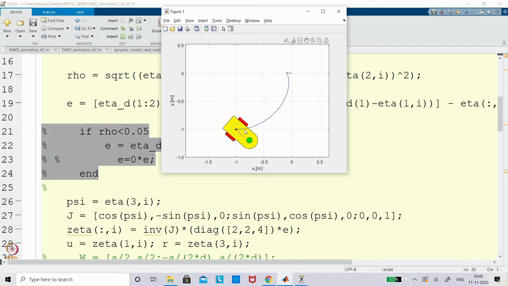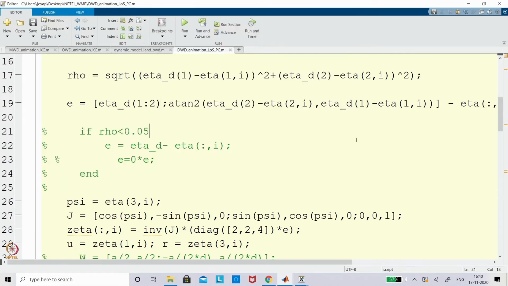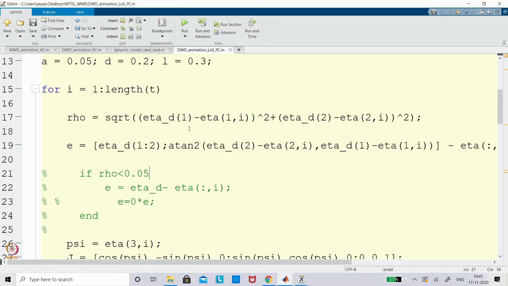But what one can see, once it is coming to one particular profile, is that the vehicle starts rotating. Why is it so? Because the control activity is giving preference to both. Your rho is almost 0, but you are trying to follow that, as well as you are trying to follow your position profile. So this is one thing you have to understand.